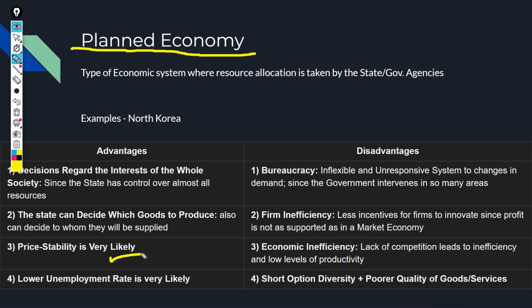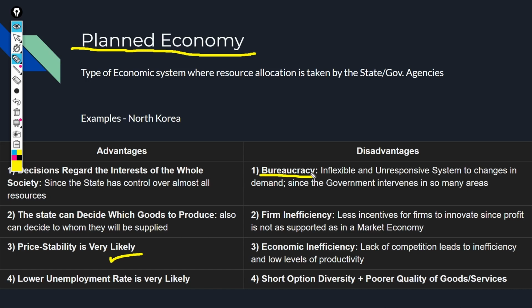They can choose when to increase prices and what's best for the consumers. And the unemployment rate will be very, very low. This is because governments will want to have people working to give them income, so they can tax it and take some money. However, the disadvantages are there's obviously bureaucracy, and there'll be firm inefficiency.